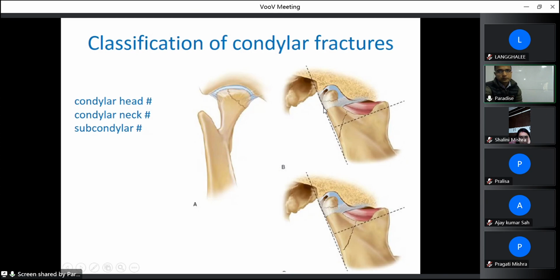Okay. It's simple. You just have to draw two imaginary lines. One line should be drawn tangent to the posterior surface of the ramus of the mandible, the posterior border of the ramus of the mandible. Then you have to draw another perpendicular line starting from the deepest point of the sigmoid notch. After drawing these lines, you have to see the fracture line. If more than 50% of the fracture line is present above this line, then it is known as condylar neck fracture. If more than 50% of the fracture is present below this line, then it is known as subcondylar fracture.